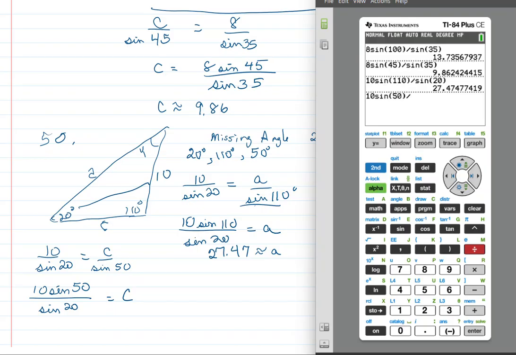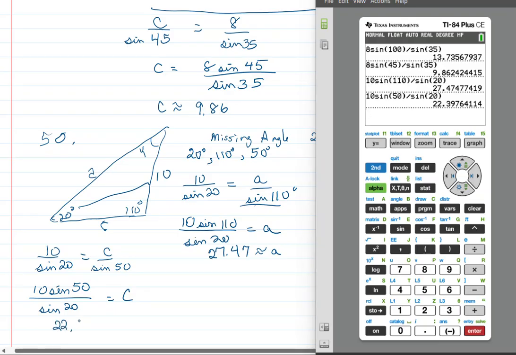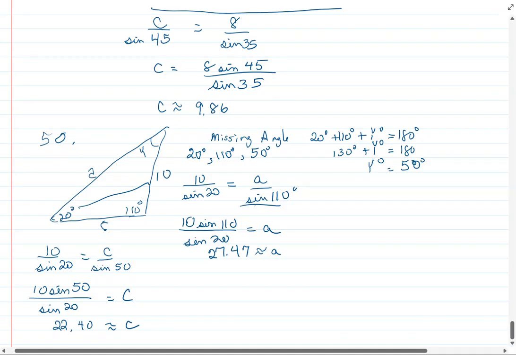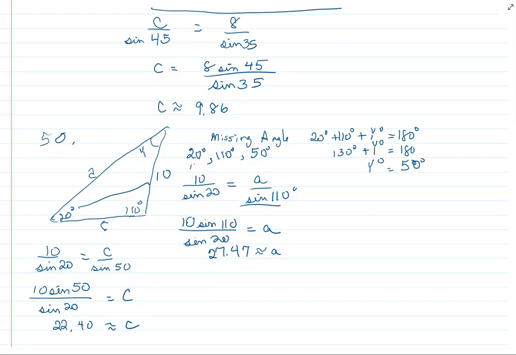Sine of 20. All right. And it's approximately 22.4. And now I have all three. Let's see, we had 20 was 10, 110 was 27.47, and our last one was 22.4.